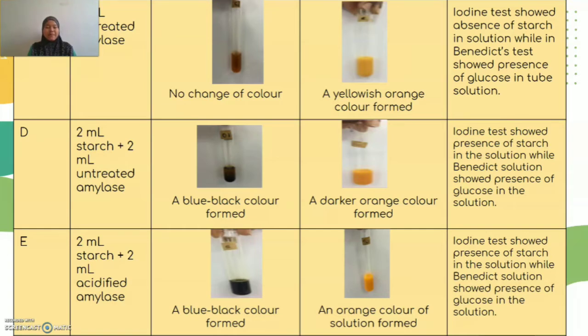So the fifth pair is labeled E1 and E2 containing 2 ml of starch plus 2 ml acidified amylase. The iodine test result is a blue-black color formed, while the Benedict test result is an orange color of solution formed. So the conclusion is the iodine test shows presence of starch in the solution, while the Benedict test shows presence of glucose in the solution.